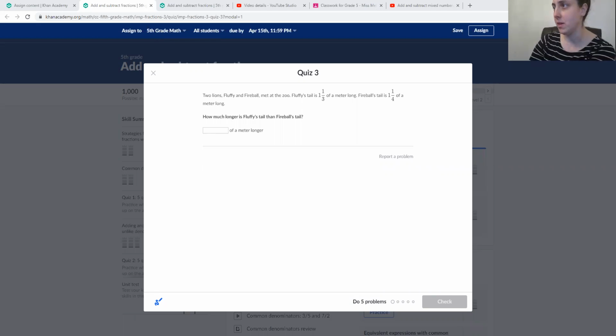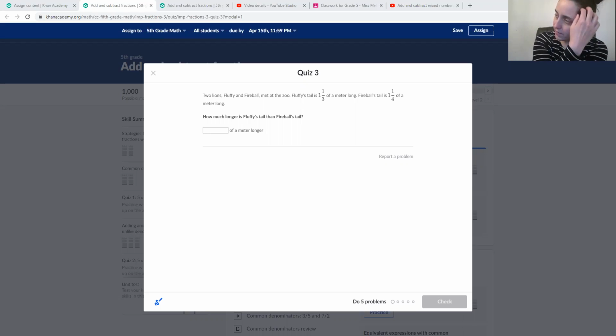All right, so I'm not sure if this question here is one of the sample questions. It may be a question that you have in your quiz, but if not, you'll have questions very similar to this. So two lions, Fluffy and Fireball, met at the zoo. Fluffy's tail is 1 1/3 of a meter long. Fireball's tail is 1 1/4 of a meter long. How much longer is Fluffy's tail than Fireball's tail? So the answer is some fraction of a meter, and we have to figure out what that fraction is.